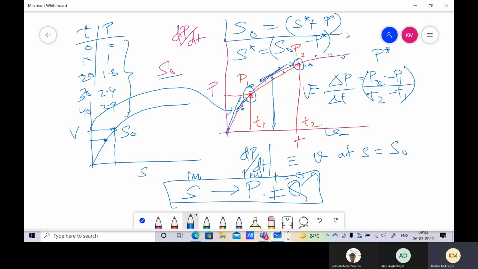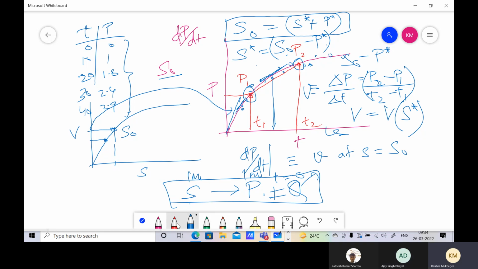But so this is the balance. And therefore S star is S naught minus P star. So we can say that this velocity V corresponds to V at S star, where S star is nothing but S naught minus P star, where P star is somewhere in between P1 and P2. Is this argument clear? Yes, sir.